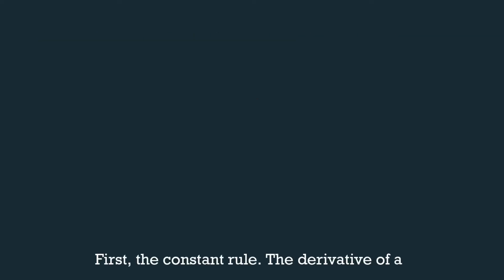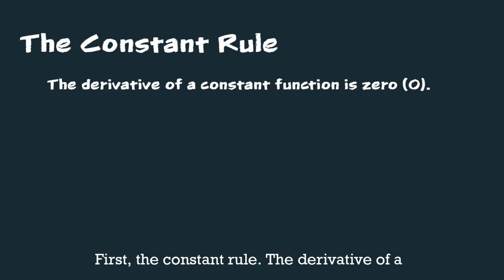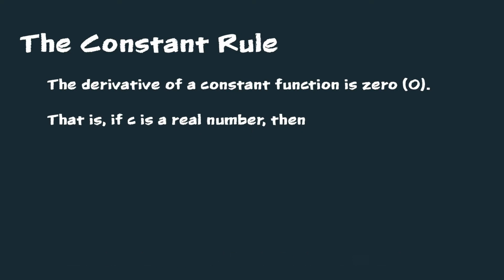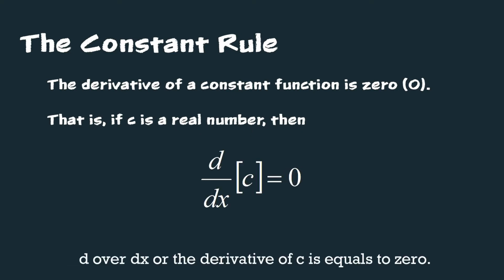First, the constant rule. The derivative of a constant function is 0. That is, if c is a real number, then d over dx, or the derivative of c, is equal to 0.